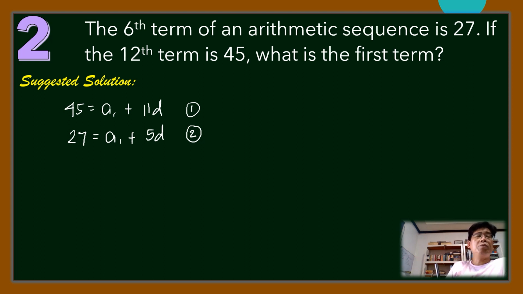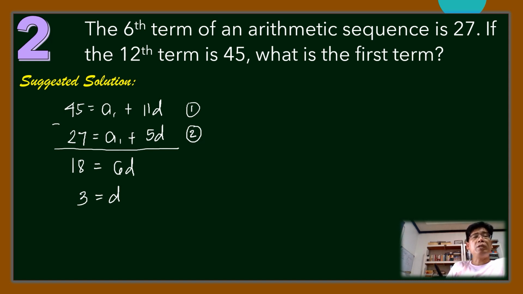Let us solve these two equations simultaneously using elimination. Then we subtract the two equations term-wise. 45 minus 27 is 18. A sub 1 minus a sub 1 is 0. 11d minus 5d is 6d. Dividing both sides of this resulting equation by 6, we will get d is equal to 3.